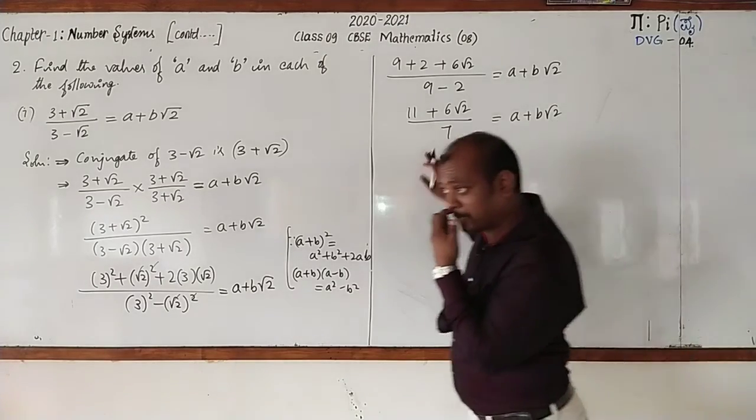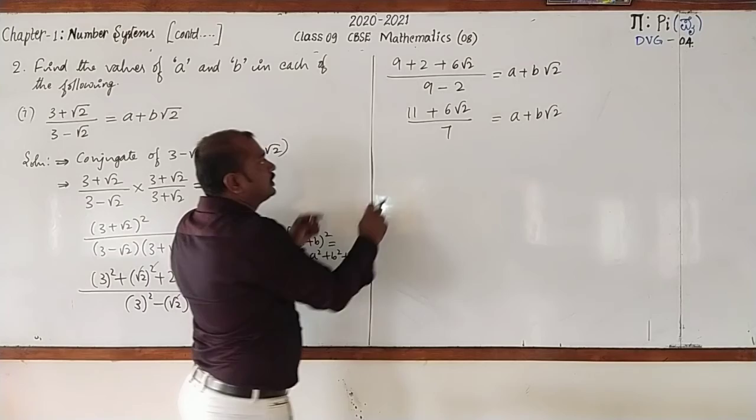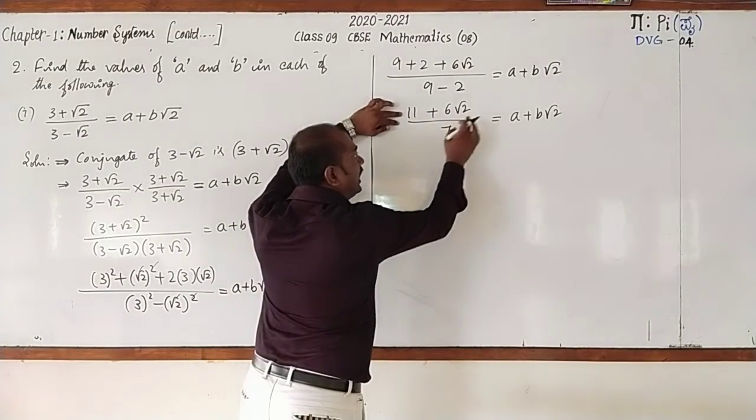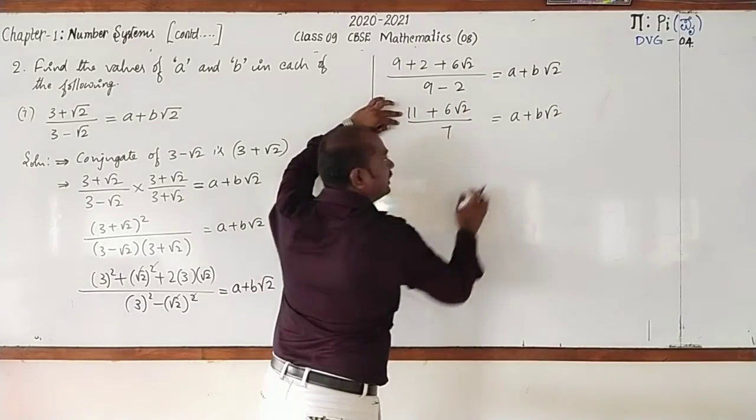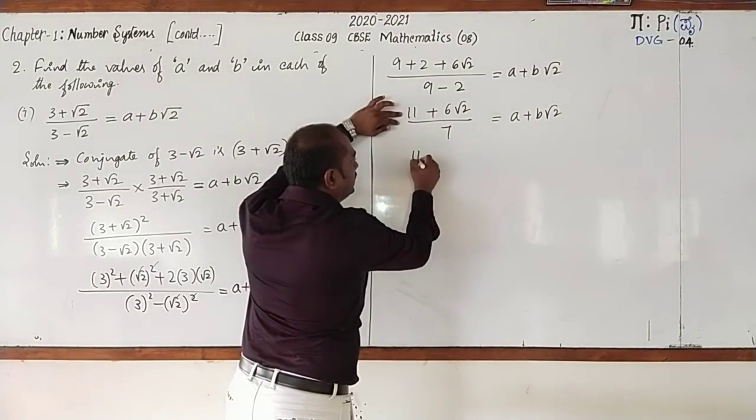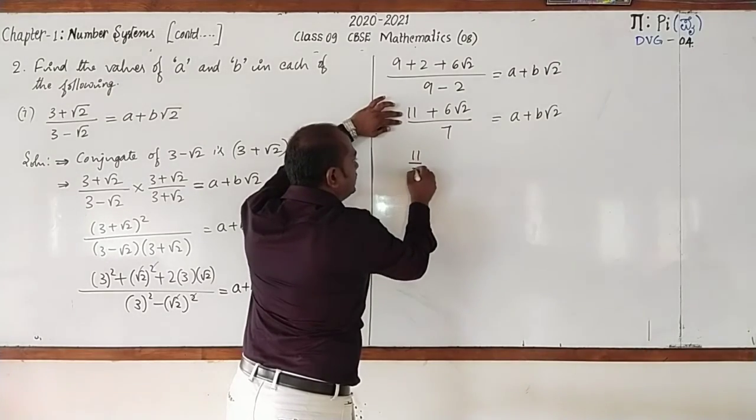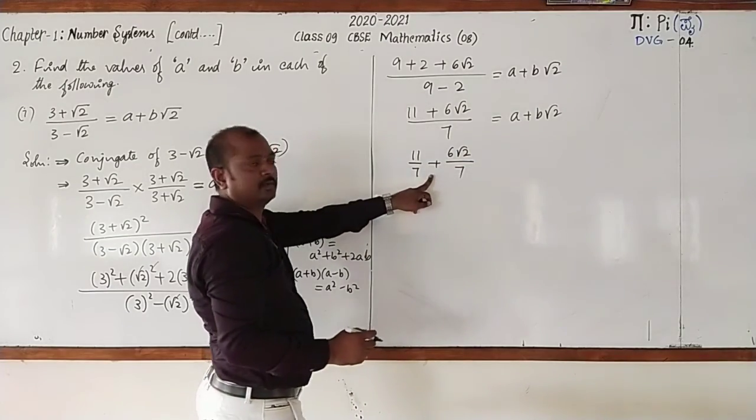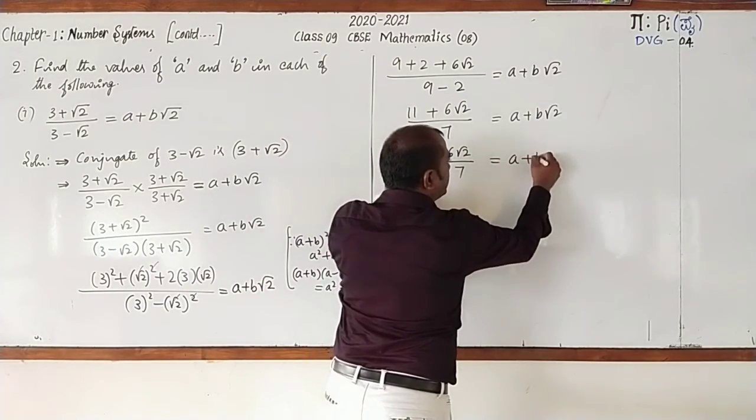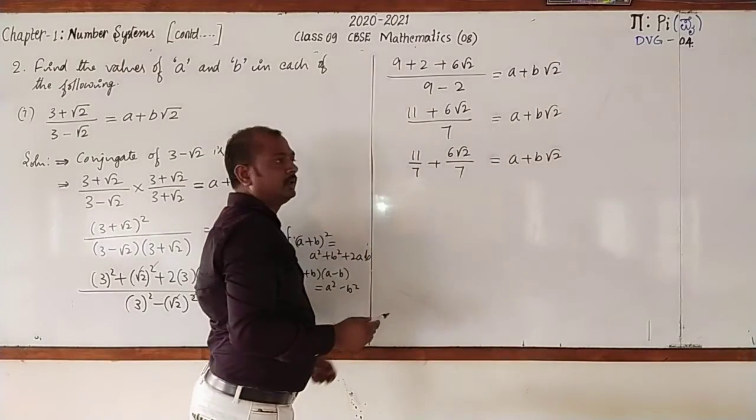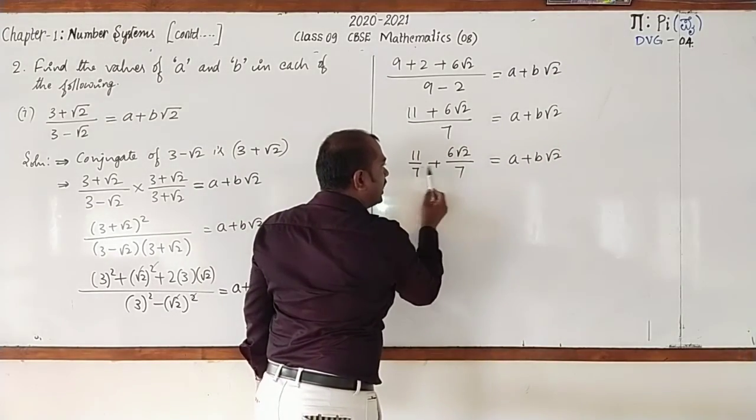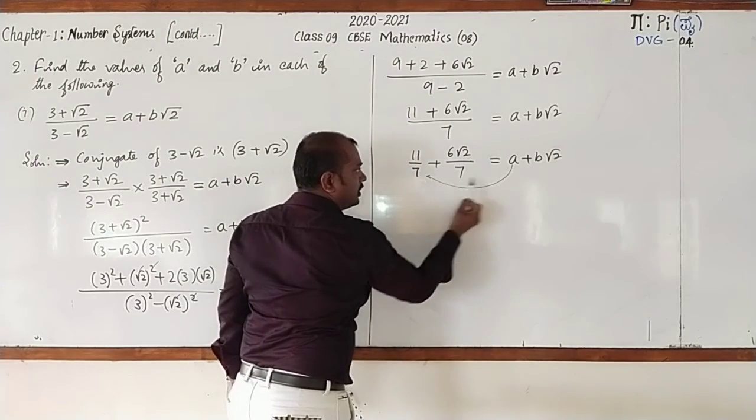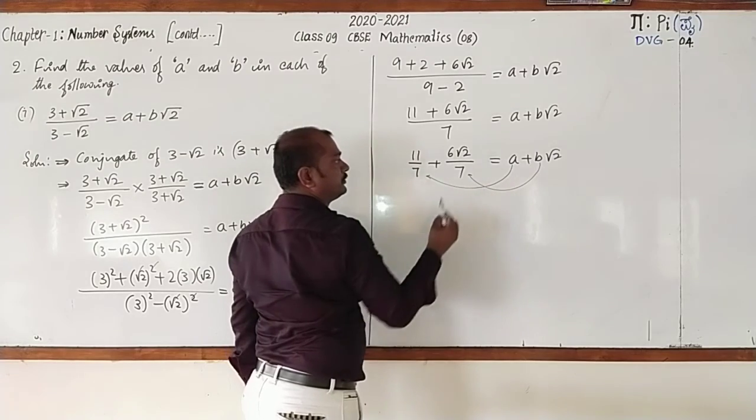Now, observe the denominator 7 is there. You can go for dividing the numerator terms by 7. As we have to express this in the form a plus b into root 2, I will go for writing separately like this: 11 by 7, 6 into root 2 by 7, equal to a plus b into root 2. Now compare the values of a and b. Are they not in the form of a plus b into root 2? Yes. Observe. I am comparing a and b values.